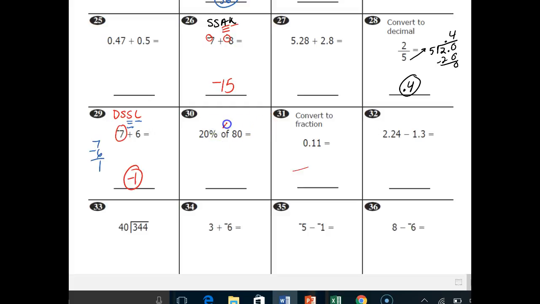20% of 80, remember this means multiply. Change this to a decimal, so I do 80 times 0.20. 0, 0, lay your egg, 2 times 0 is 0, 2 times 8 is 16. Now that's not my answer. I have to remember, oh, you have 2 decimal places here. So that means you have to move twice in the end. So 16.00 or just 16 is your answer.